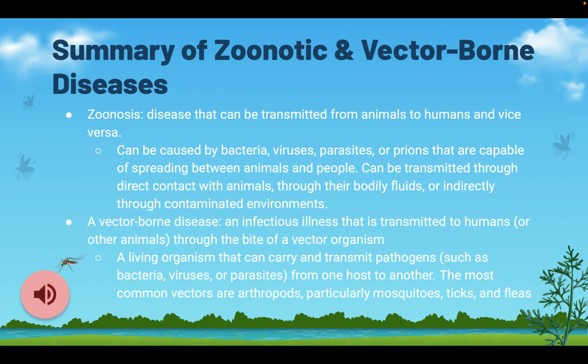A vector-borne disease is an infectious illness that is transmitted to humans or other animals through the bite of a vector organism. A vector organism is a living organism that can carry and transmit pathogens such as bacteria, viruses, or parasites from one host to another. The most common vectors are arthropods, particularly mosquitoes, ticks, and fleas.